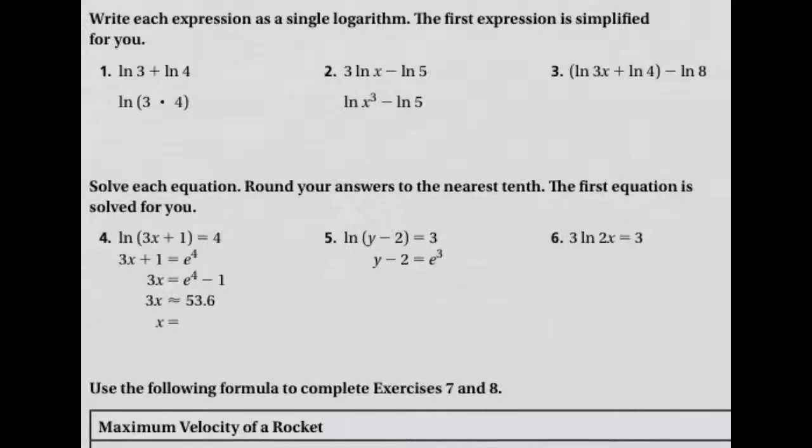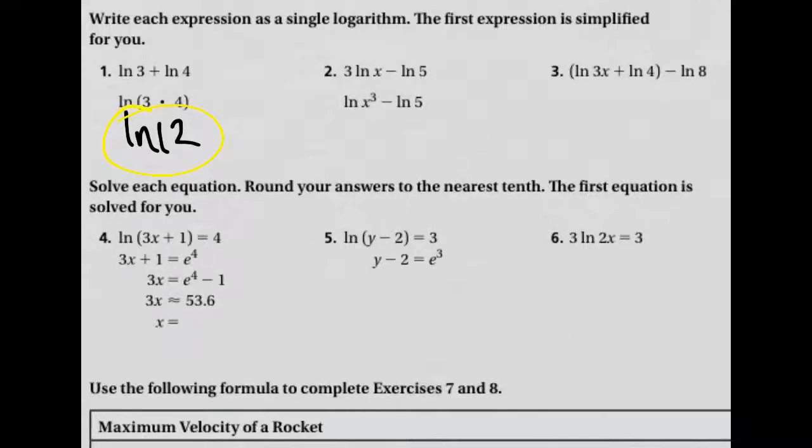So number one, they already did some of the work for me. They took the 3 and the 4 and put them together, multiplying them times each other, which is what you're supposed to do because there's an addition sign right there, which turns into a product. So it's basically ln of 3 times 4, which will be ln of 12. And that's your final answer.